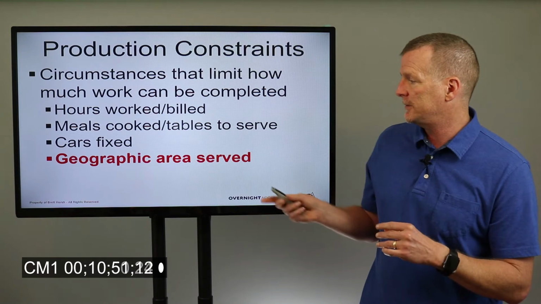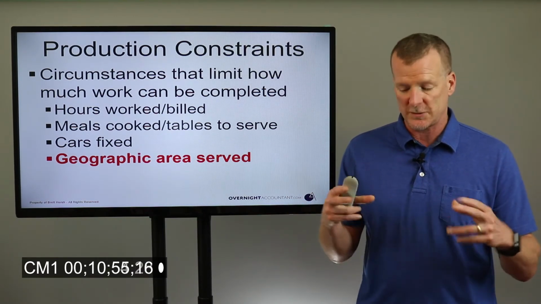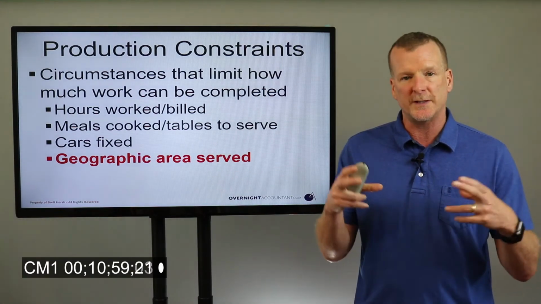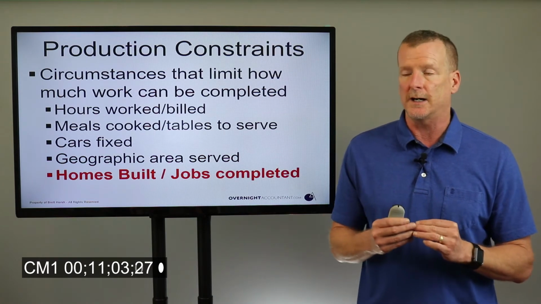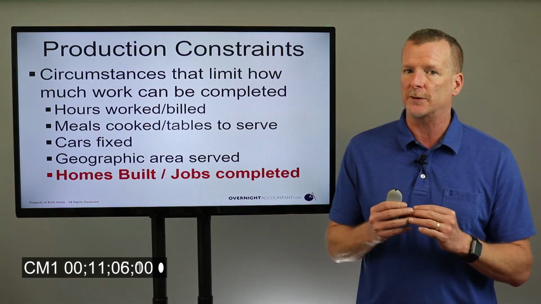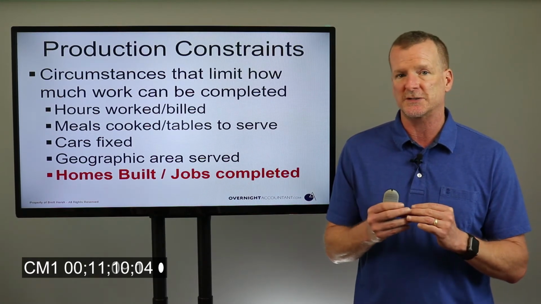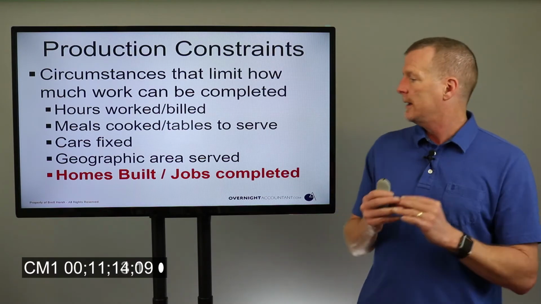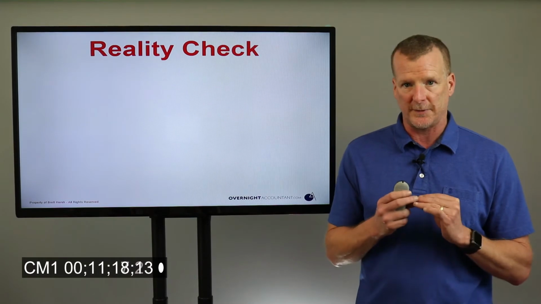Maybe your production constraint is a geographical area you serve. Maybe you're limited to a certain geographical area, so you could go outside that area and make money, but you're tied down to a certain area, maybe the customer base in that area. If you don't move, maybe they have certain demographics that are good for your business, or they could be a constraint, which really isn't a production constraint, it's really a marketing constraint. But I digress again. Okay, you can only build so many houses. You can only complete so many jobs in a given period of time.